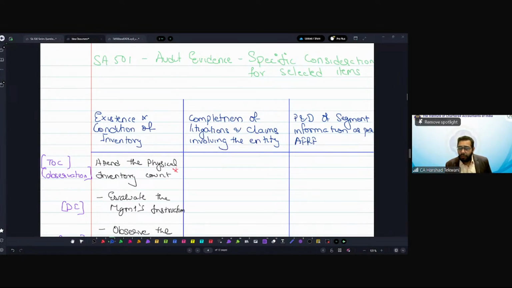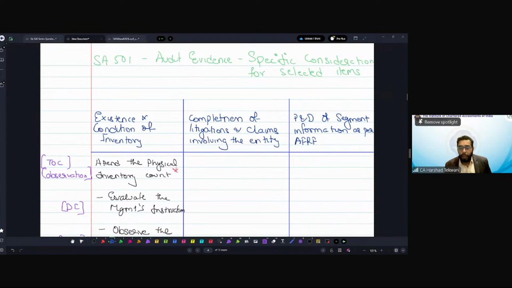Anything else? Practically, what will you do? Written representations that management has identified all the types of litigation and their probable effects. They have also estimated them, and the presentation and disclosure of those litigations in the financial statements is also appropriate.